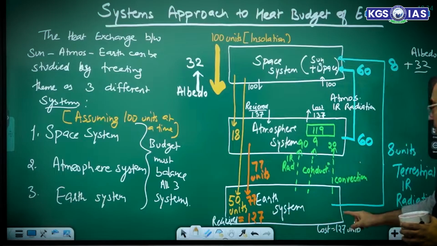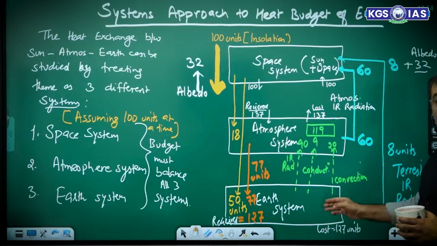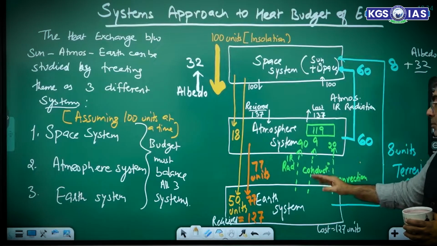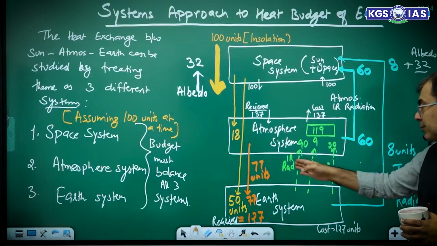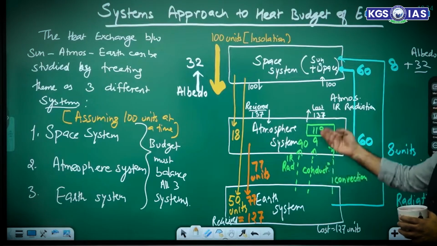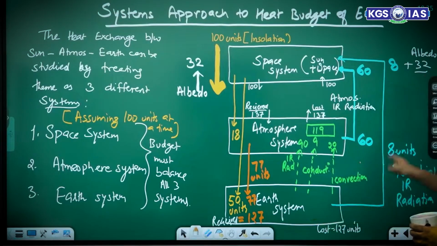Now we are here. Earth had 127. Some of it will go to the atmosphere. How much of it went to the atmosphere? Infrared, conduction, convection. Radiation, conduction, convection, 119. So out of that 127, 8 were left and they go as long wave radiations. This will be long wave radiation. So this 127 is lost.